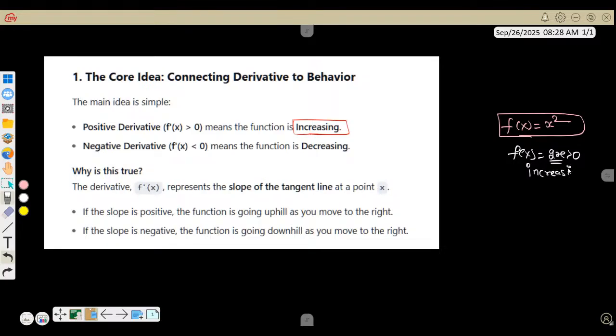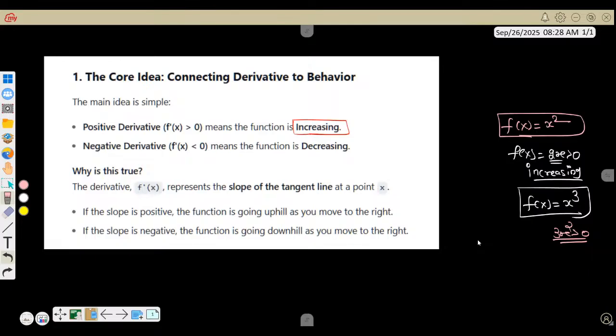Suppose I have another function, f of x is equal to x cube. Now tell me, is this increasing or decreasing? 3x square, which is greater than 0. So this is an increasing function.